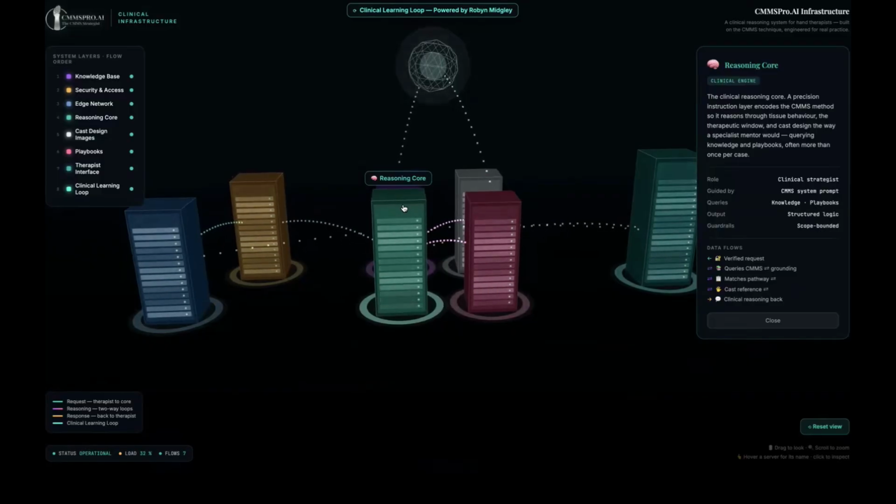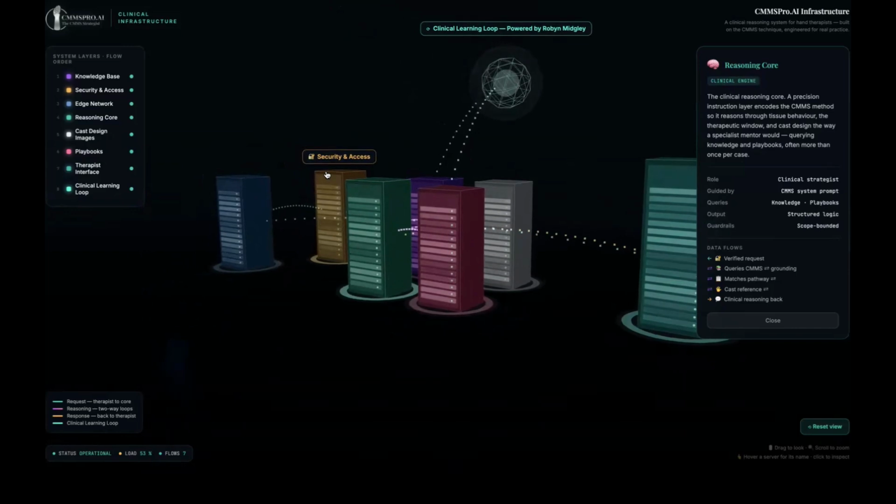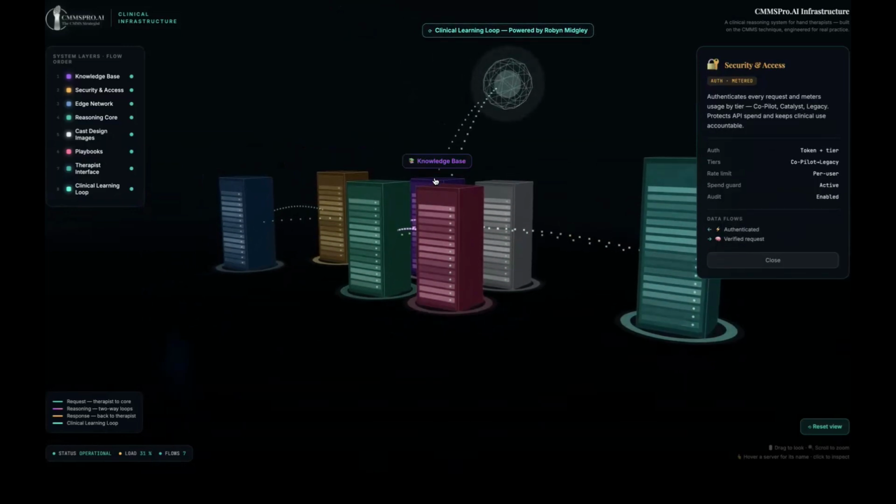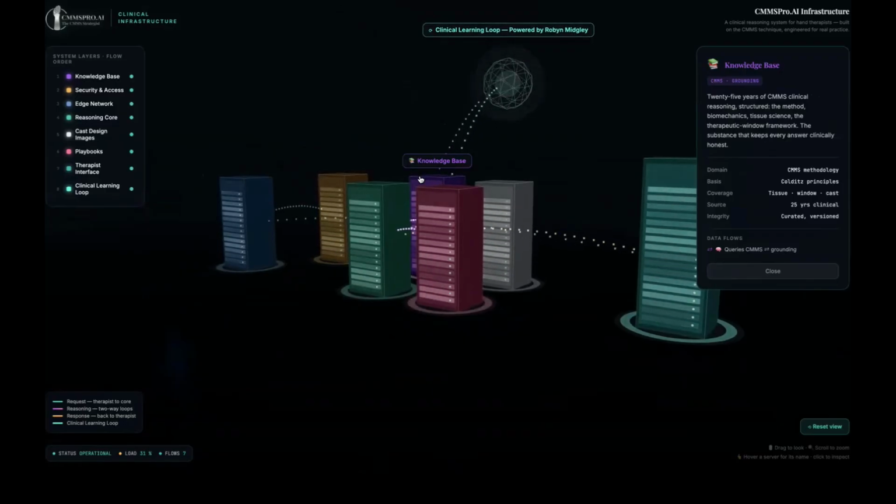At the center sits this reasoning core, and this is where the clinical thinking happens, and the flow stops being one-directional. So it goes and it reaches the knowledge base. And this is where Sims theory is held, the method, the biomechanics, the therapeutic window framework. And it goes into the playbooks.